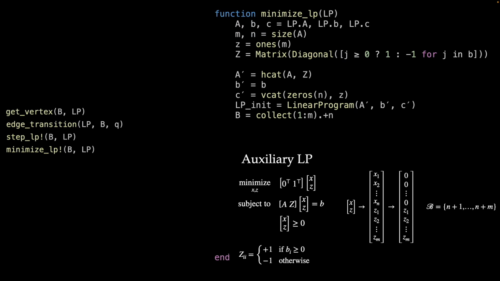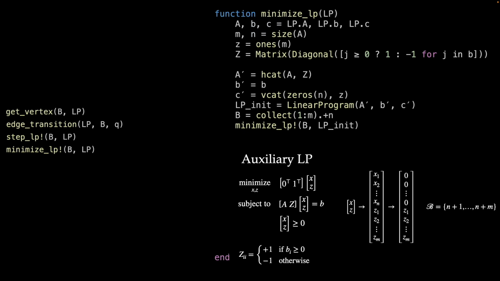And now we can create our basis as well. Remember, we saw our basis was just n plus 1 to n plus m. So we're just collecting here. This collect just collects all of the values, 1 up to m, and then we're adding on n to that collection here, okay? And that just gives us n plus 1 up to n plus m.